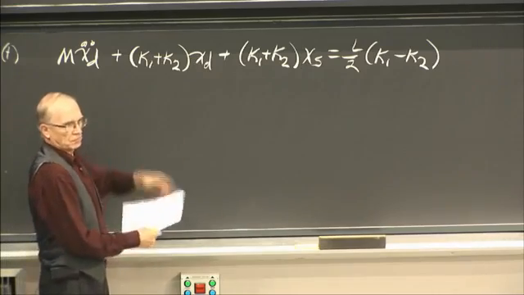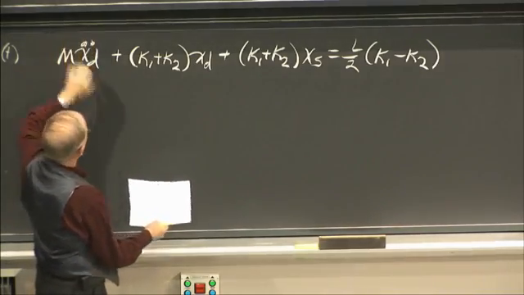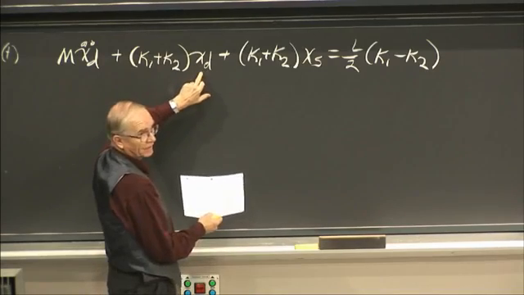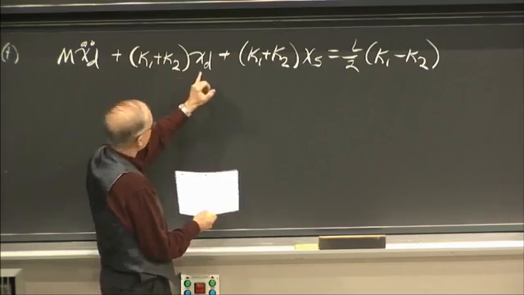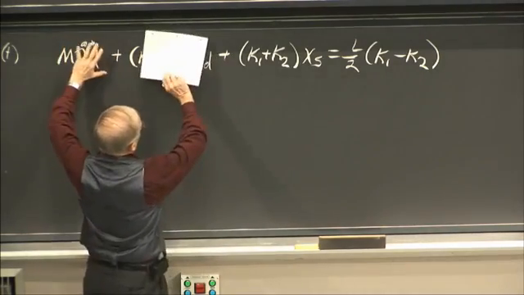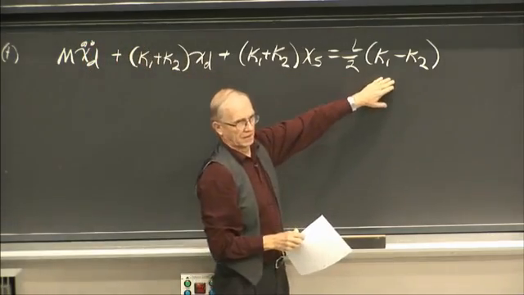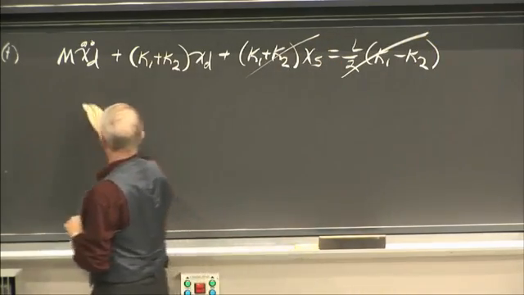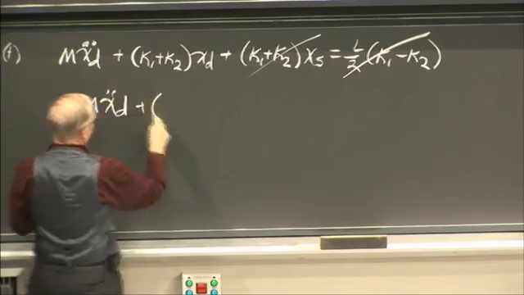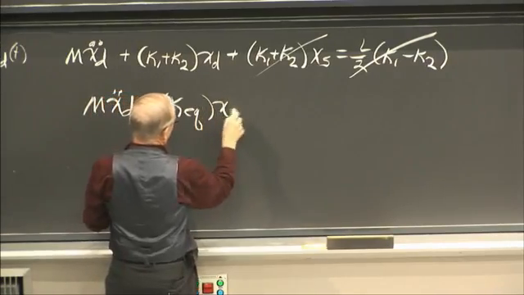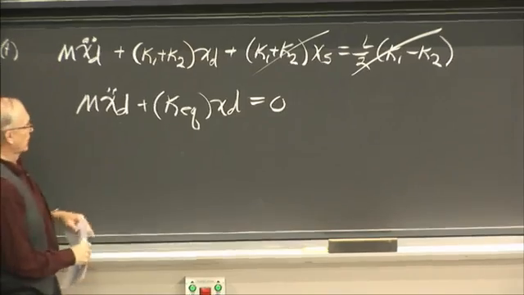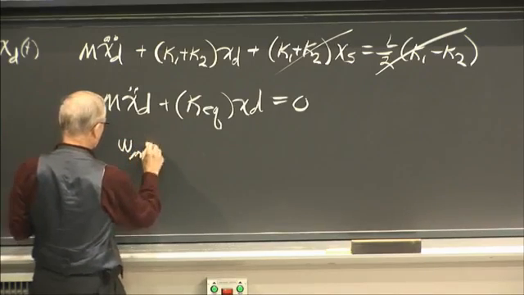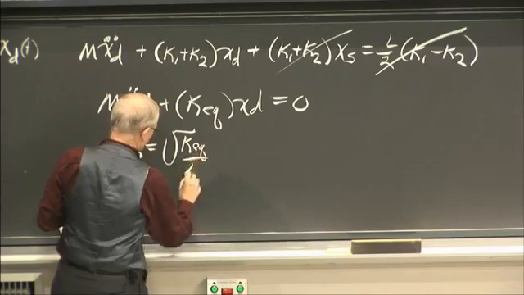Now, let's examine the static case. For the static equilibrium case, this term is 0 and this term is 0, because the dynamic motion is 0 in the static case. That x d is motion about the static equilibrium position. So for the static case, these two terms go away, and we know that this equals that. But if that's true, these terms cancel one another. And I'm left with m x d double dot plus k equivalent, I'll call it, x d equals 0. The k equivalent is just the total stiffness in the system, whatever it works out to be. In this case, it's k1 plus k2. And the natural frequency, omega n, is the square root of k equivalent divided by m.